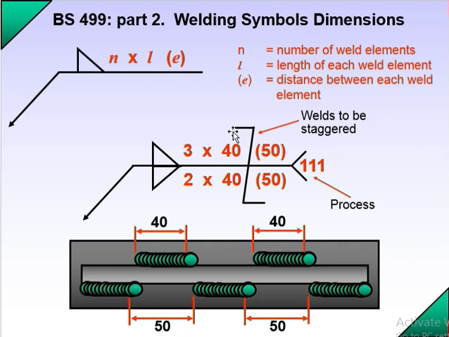So what does this dimension mean? Two sides of welding are there, arrow side and other side. Two sides of fillet weld are there, but it is not continuous. On the arrow side there are two weld elements, and on the other side there are three weld elements. The weld element length is 40, and the distance between two weld elements is 50, and it is staggered. So this is the total understanding for this particular dimension. Now you see all of these are fillet welds.